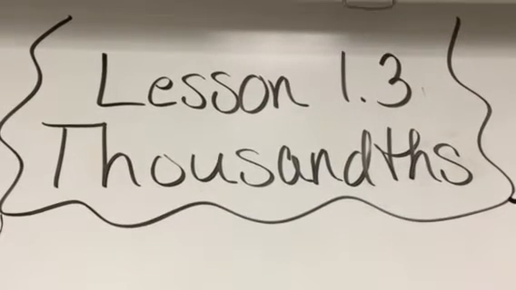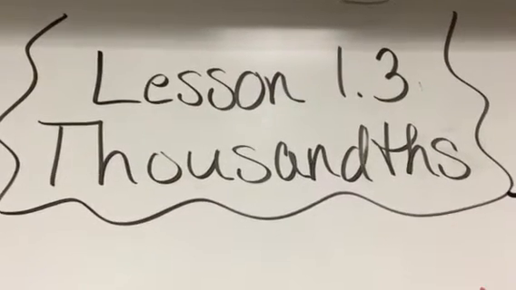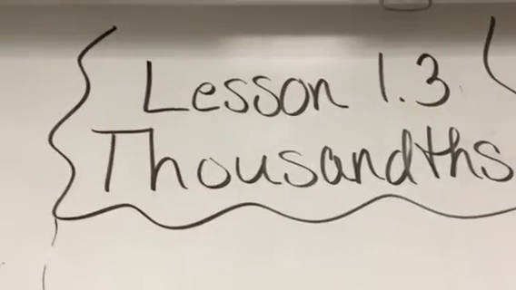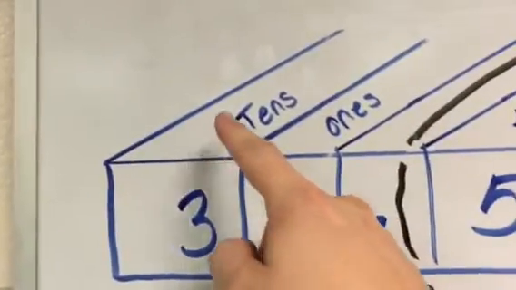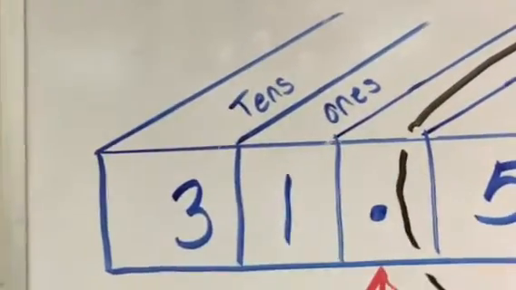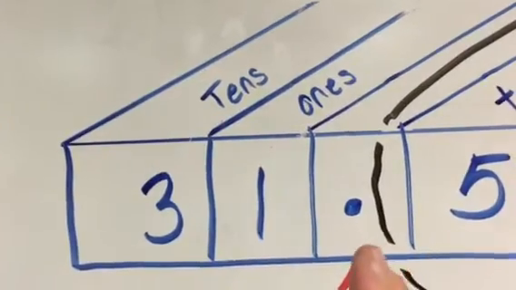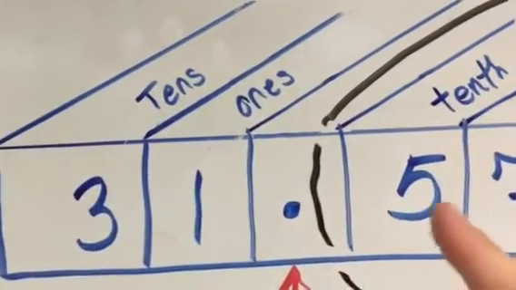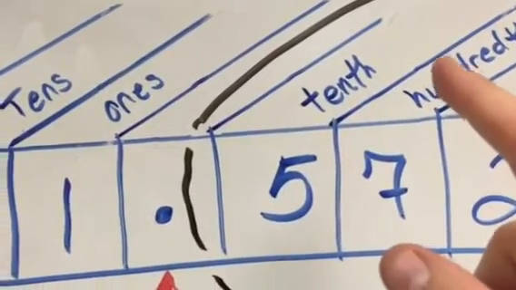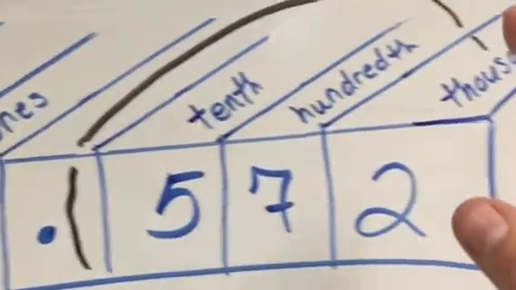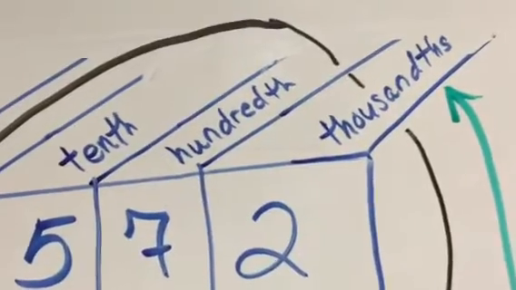Lesson 1.3, dealing with thousandths. Let's start off by reviewing some of the things we already know. We know that we have our tens position, our ones position, and then once we get to the decimal point, our numbers become less than 1, and we have tenths, hundredths, and now today we're going to go one step further and go to thousandths.